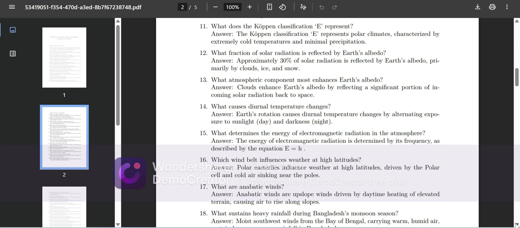What fraction of solar radiation is reflected by Earth's albedo? Approximately 30% of solar radiation is reflected by Earth's albedo, primarily by clouds, ice, and snow.